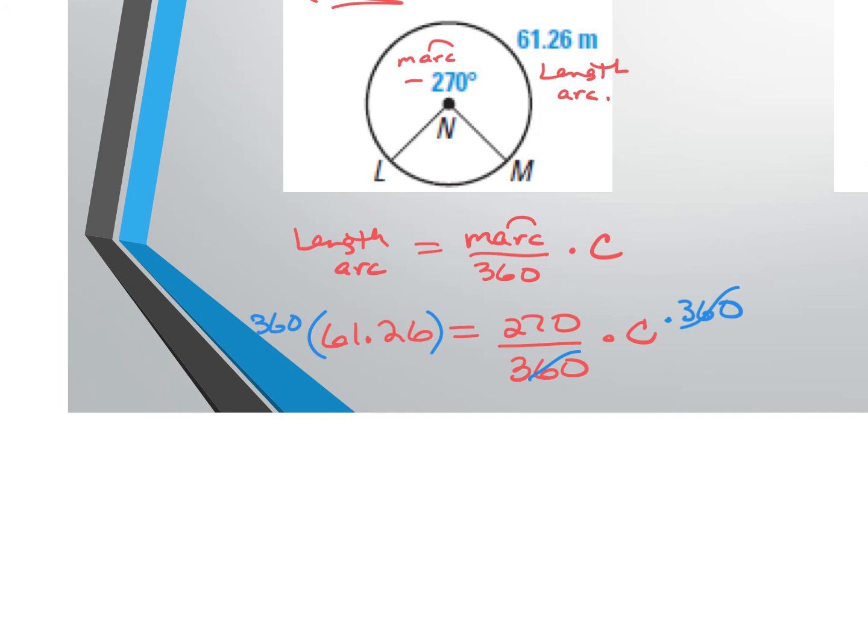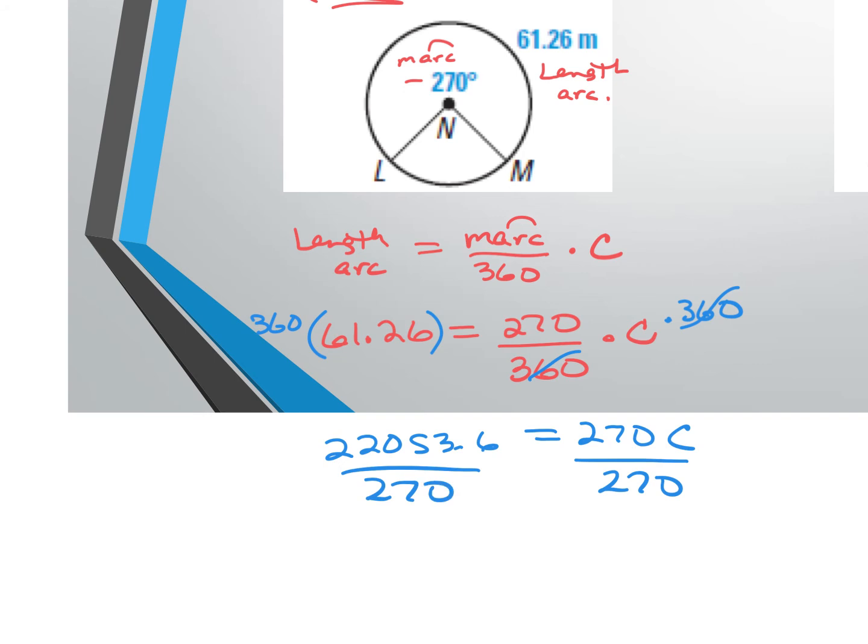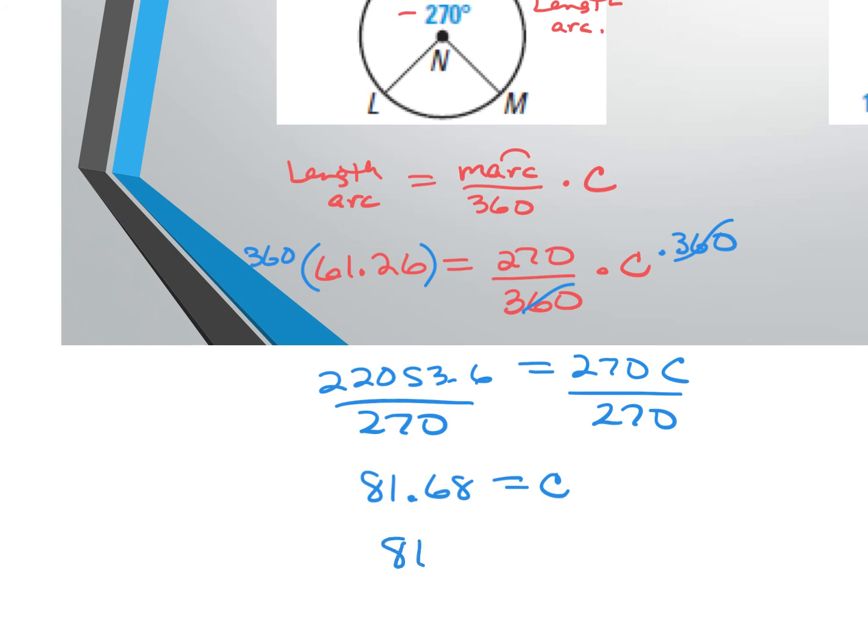Times 61.26. And I get 22053.6. And now it's left with 270C. Divide by 270. And I get 81.68 equals C. So it said to round to the tenths place, so I'm going to make this 81.7. And these are meters. Now, if you want to simplify the 270 over 360, you can do it, but because you're using a calculator, you don't really need to.